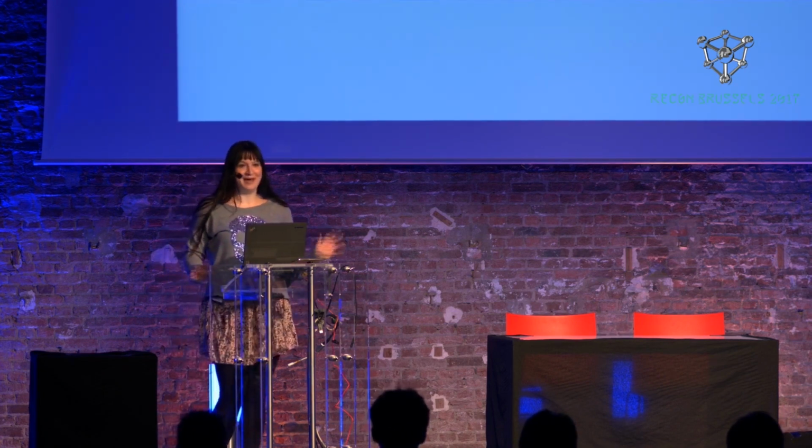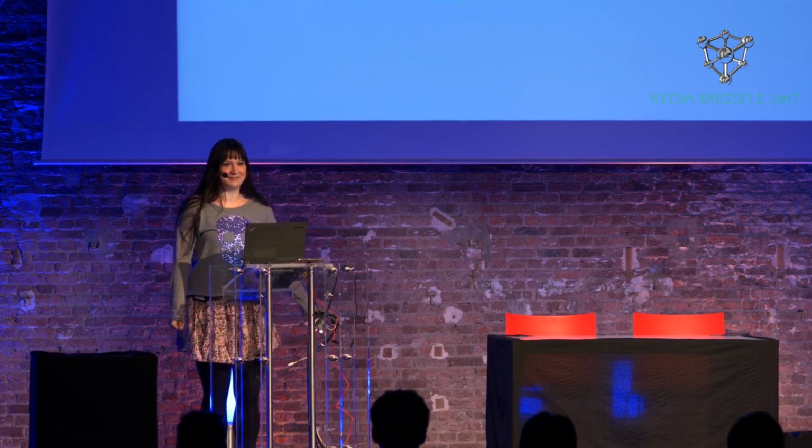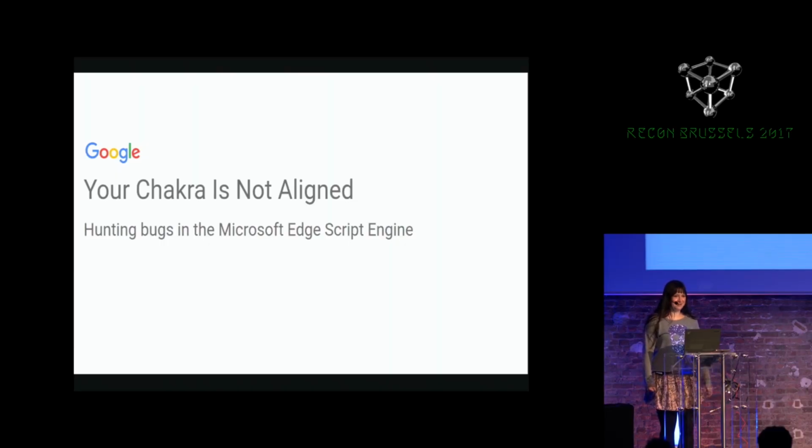There's actually a bit of a backstory to this talk that involves Recon, because at the last Recon, I gave a talk on how to find vulnerabilities in Adobe Flash, but I was finishing up my work and trying to figure out what to do next. And someone suggested to me that I look at Chakra. And at that point, I didn't even know that Microsoft had open sourced their JavaScript engine. But I gave it a shot, and I ended up finding a lot of bugs. So today I'm going to talk a bit about what I found and the approach I took to find them.